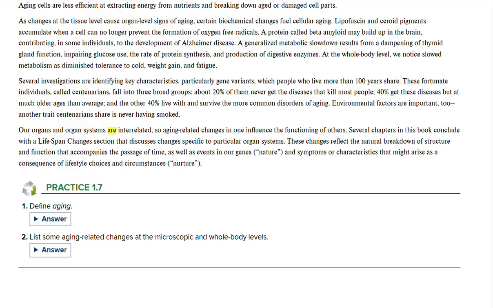Our organs and organ systems are interrelated, so aging-related changes in one influence the functioning of others. Several chapters in this book conclude with a lifespan changes section that discusses changes specific to particular organ systems. These changes reflect the natural breakdown of structure and function that accompanies the passage of time, as well as events in our genes, nature, and symptoms or characteristics that might arise as a consequence of lifestyle choices and circumstances, nurture.